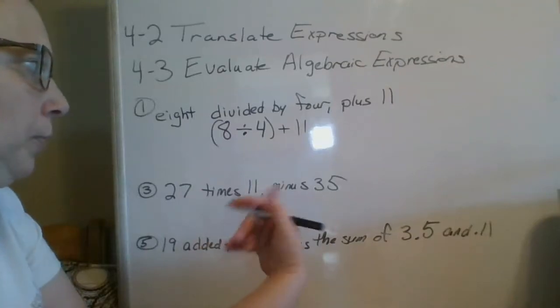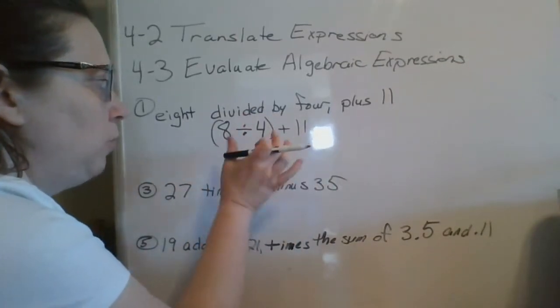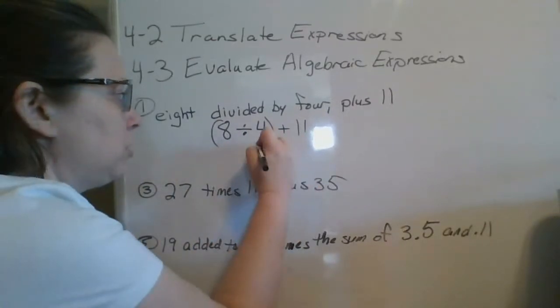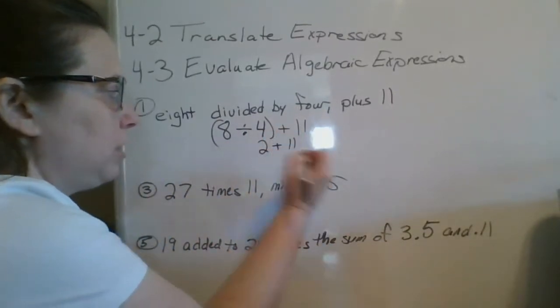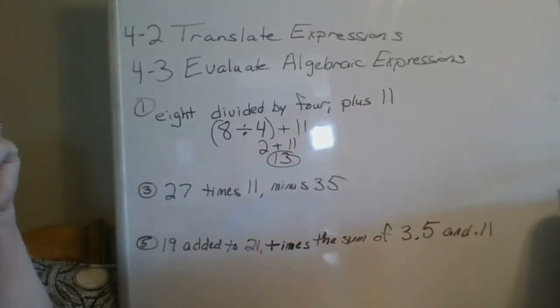Now we can compute. So we say, okay, order of operations says we're going to do what's in the parentheses first. So 8 divided by 4 is 2. 2 plus 11 is 13. So my simplified answer is 13.